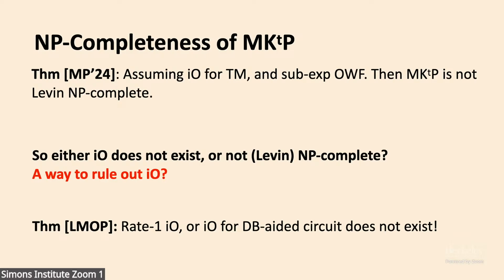And you also cannot get I/O for database-aided circuits. You would like to obfuscate a program that accesses some outside database. Can you obfuscate that? Turns out you cannot. The way we do it is we rely on this thing and combine it with known NP-completeness results, because as I said, there are versions of MKTP that are NP-complete. If you plug those in, you get these results. Now, I don't know what that means. I side with Amit. I think that probably I/O is more likely.